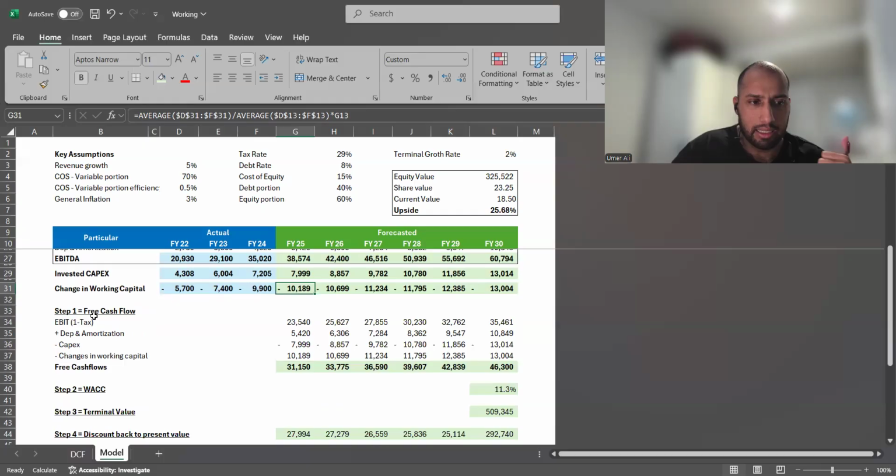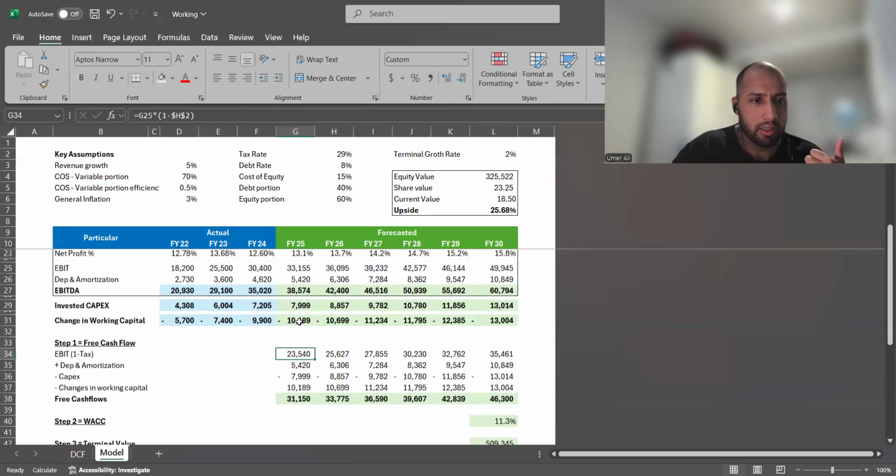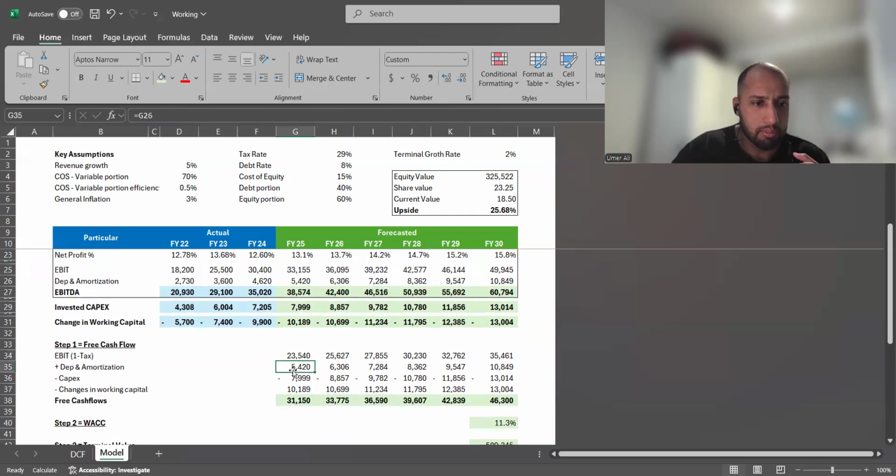Coming back to our step number one, that is we have to calculate the free cash flows. So we start with EBIT. We take the EBIT number from above. We add up depreciation and amortization. We adjust the capex and the changes in working capital. And here we are with our free cash flows for our 6 years from 25 to 30.